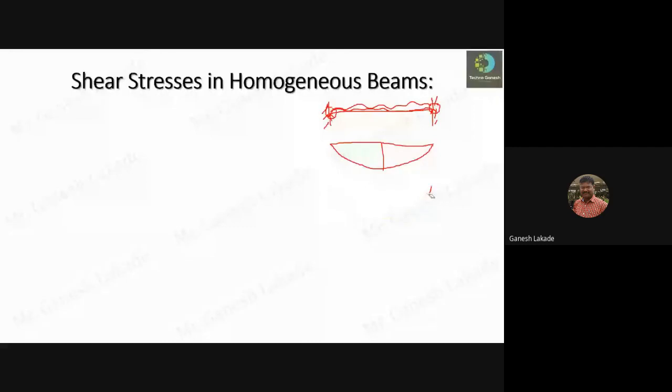Due to this variation, if you take a section at this particular instant, you will find that the intensity of bending moment will be different. If you take the section at midspan, the intensity will be different. Again, if you take a section at this location, the intensity will be different. So this is the variation in the bending moment, and due to this variation, there will be development or generation of shear stress in that particular beam.